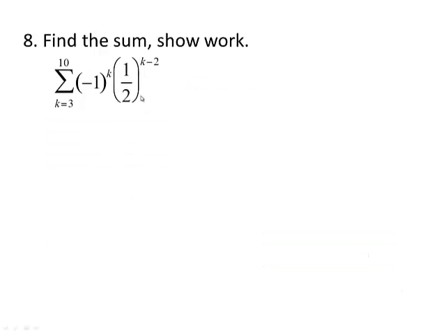Number 8, find the sum. Show your work. Now, this is a little trickier. This is definitely not linear, but since the exponent is my k, then I know it's geometric. But now I have two bases. Normally, the base is my common ratio. So this is going to take one little extra step here. We know this is going to be a finite geometric sum. Finite means it ends at some place. Okay, it doesn't go to infinity.